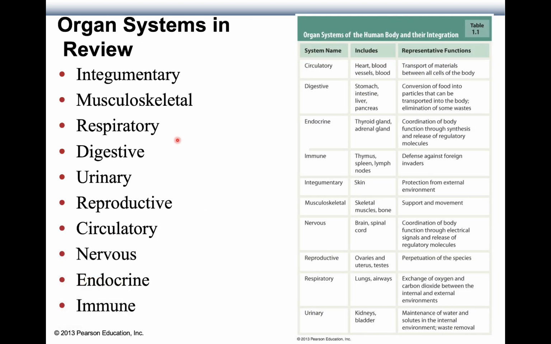So which systems are we looking into? All of these here. We'll go through each one of these organ systems. We'll talk about their anatomy, and then we'll go ahead and talk about their physiology and how they function, how they communicate with one another, and how they change or alter their functions based on what's happening in their environment.